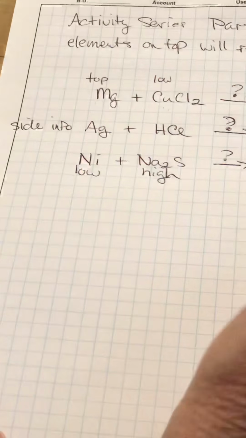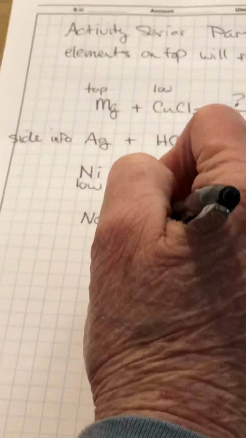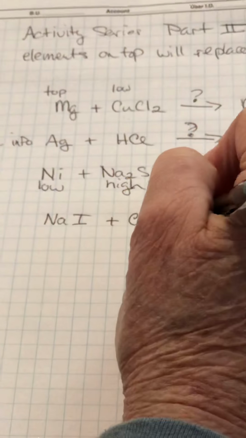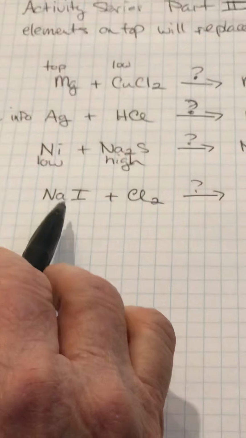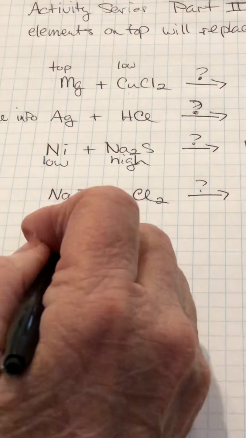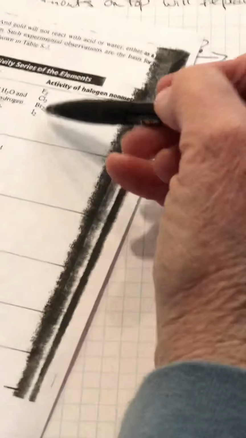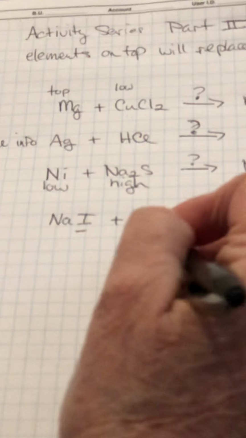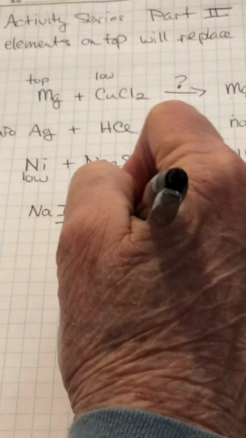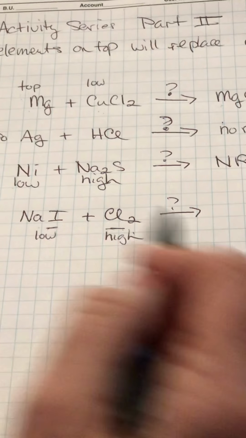Now let's take a look at one that's going to confuse everybody. Let's take a look at sodium iodide, NaI, plus Cl2. Does this react? We don't have two metals in this reaction. We have two halogens. I've got iodine and chlorine. So I'm going over to look at this activity series. Here's iodine, here's chlorine, and the element which is by itself is chlorine, and it is higher than iodine. That means this reaction will proceed.